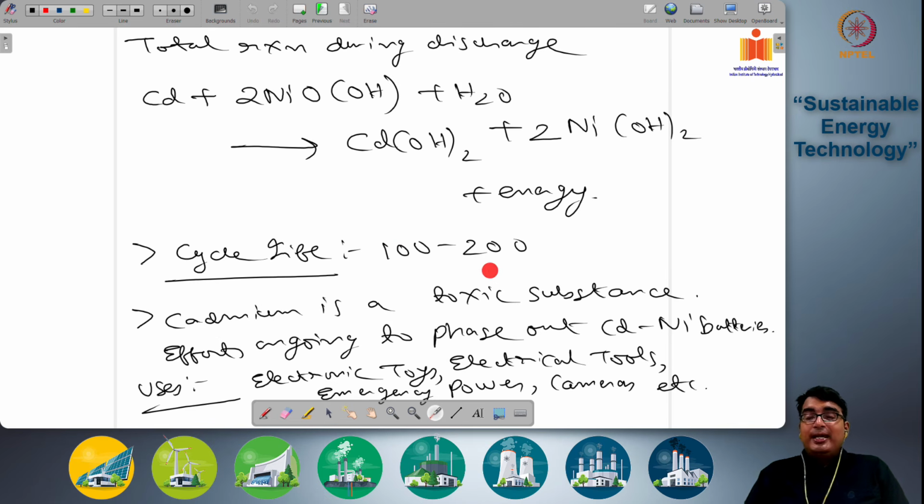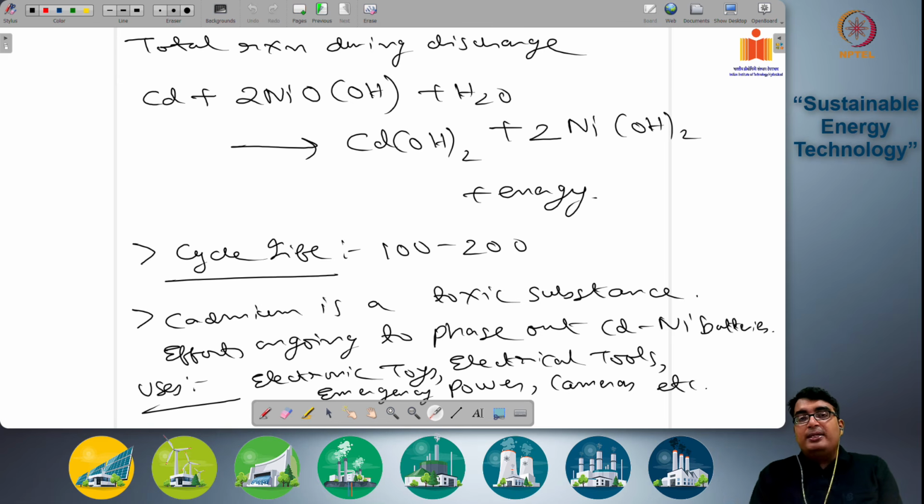Now the problem here is that this kind of battery has a very low cycle life, around 100 to 200. So this is not very useful for what you would call renewable energy grids or where more frequent cycle lives are necessary.